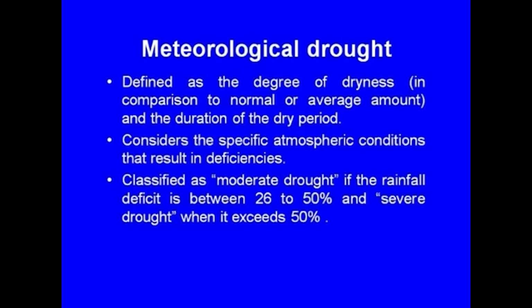Meteorological drought. It is defined as the degree of dryness in comparison to normal or average amount and the duration of the dry period. It considers the specific atmospheric conditions that result in deficiencies. It can be classified as moderate drought if the rainfall deficit is between 26 to 50% and severe drought when it exceeds 50%.